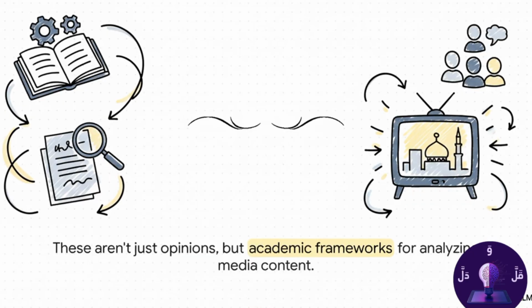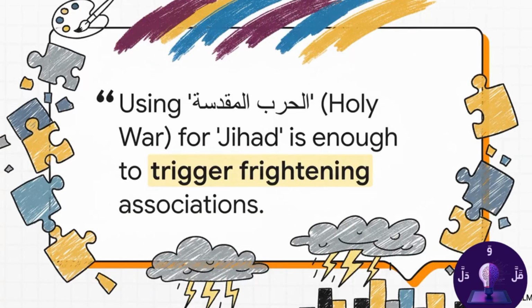And it's really important to remember, as our source material shows, these aren't just vague opinions. These are actual academic frameworks, tools used by researchers to systematically analyze media content and its effect on how we all see the world. And language. Wow, language is a huge part of coloring the narrative. The sources point out that simply using a term like holy war as a translation for jihad is enough to trigger a whole cascade of specific and often frightening associations in the mind of the viewer.